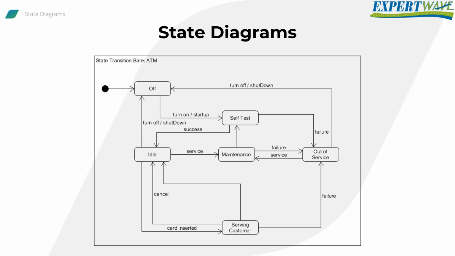Also, during an out-of-service state, the ATM might be displaying an error message. "Sorry, ATM is out of service. Please call 12345 for help." I guess you got the idea, and you can read the rest of the diagram yourself.